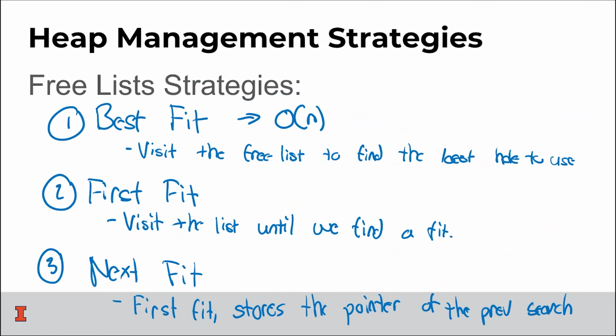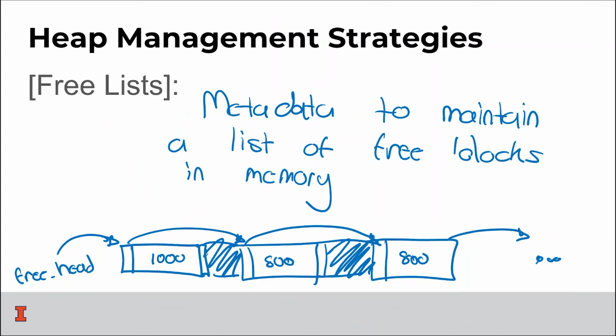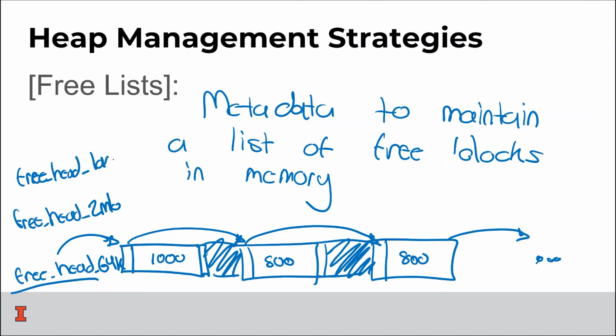So there's one final optimization strategy that you may want to employ. And that's the idea of why do you just have one free head? Why don't you have what we call segregated lists? The idea that we're going to have a free head for blocks that are 64 kilobytes or smaller. Then we can have a free head for blocks that are maybe 2 megabytes or smaller. And we might have a free head for very large blocks.